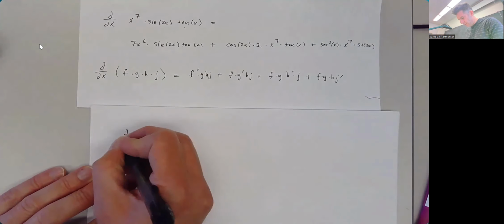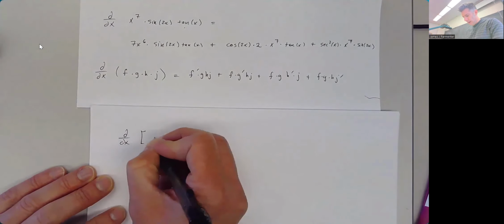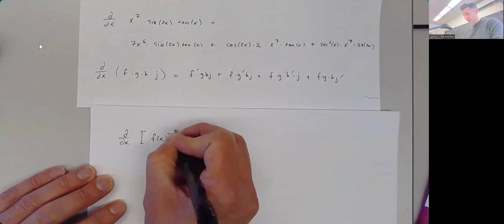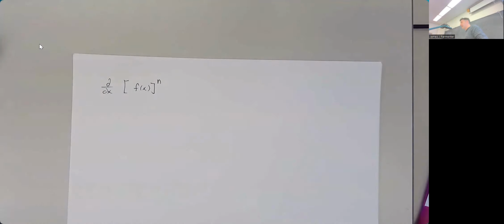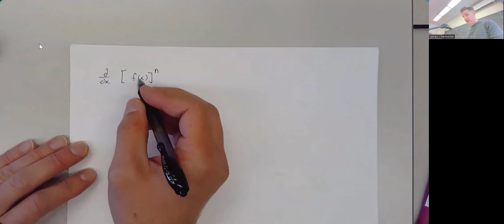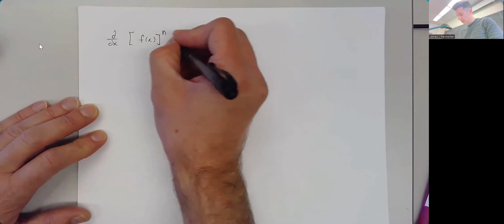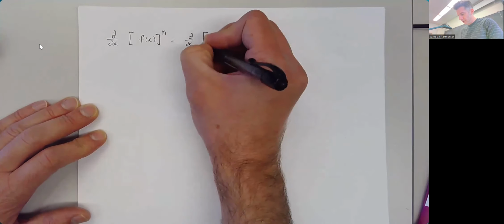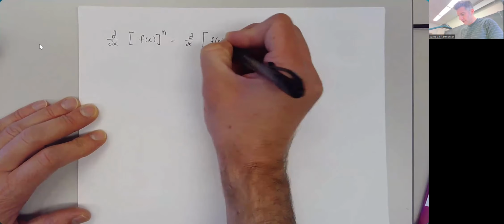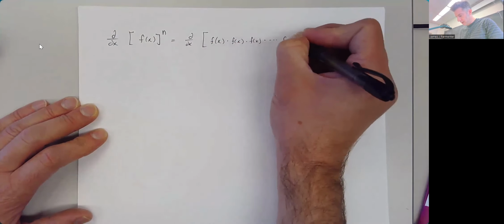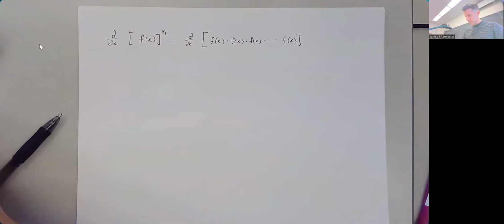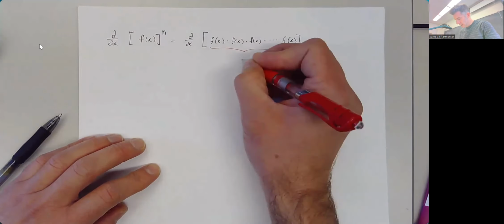So let's say I want to find the derivative of f of x to the nth power. Well, when you have something to the nth power, like something to the fifth power, that means that something times itself 5 times. So when I have the derivative of f of x to the nth power, what it really means is the derivative of f of x times f of x times f of x. How many times? N times.